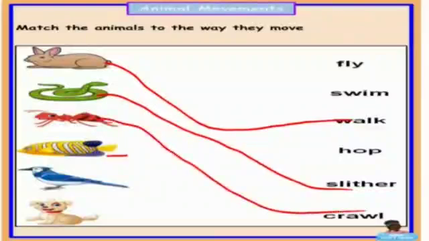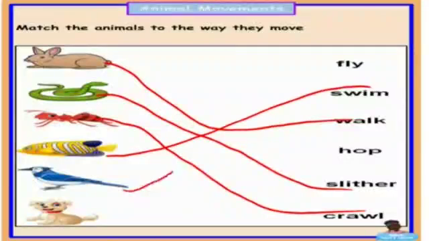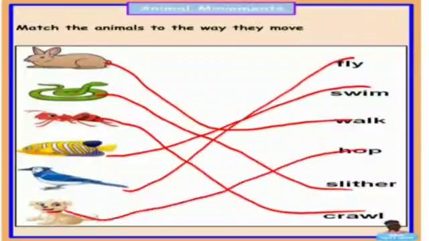Fish, swim. Bird, fly. And small puppy, hop. So this way animals move from one place to another.